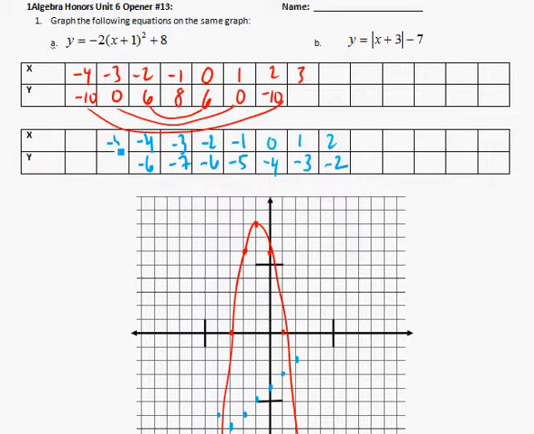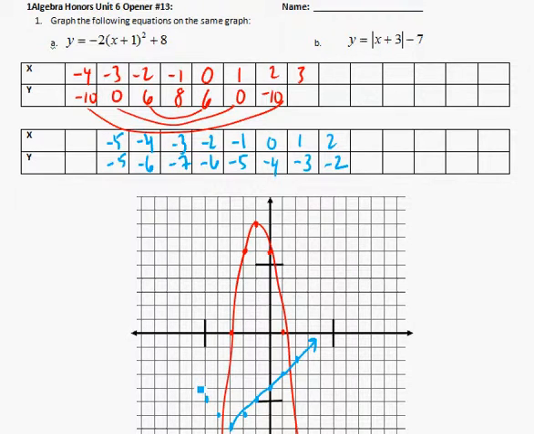If I plug in negative 5, negative 5 plus 3 is negative 2. The absolute value of negative 2 is 2, and 2 minus 7 is negative 5. So negative 5 is here. It appears that we're getting this V shape.